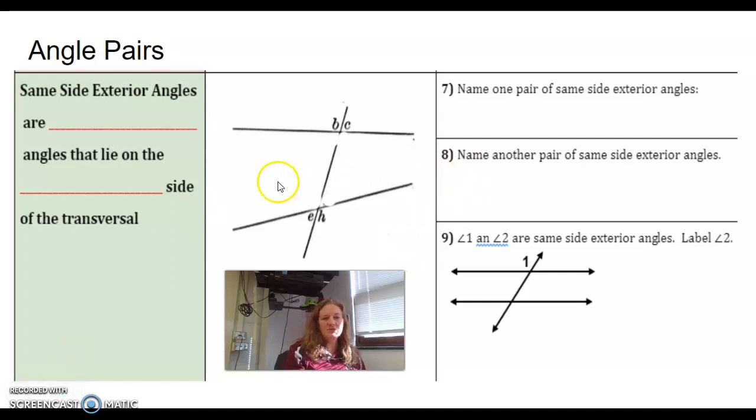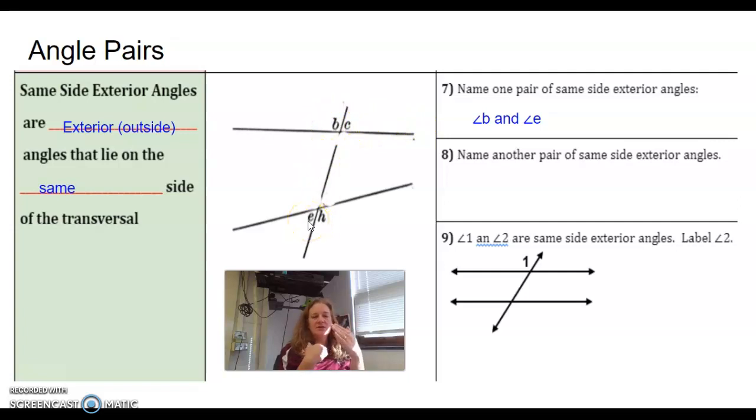What do you think that means? Well, they're on the outside of the box. And if they're same side, they're on the same side of the transversal. So one pair is going to be B and E. B and E are on the same side and they're not inside. They're not touching the hamburger. C and H would be another example because they're both outside but they're not touching the hamburger.